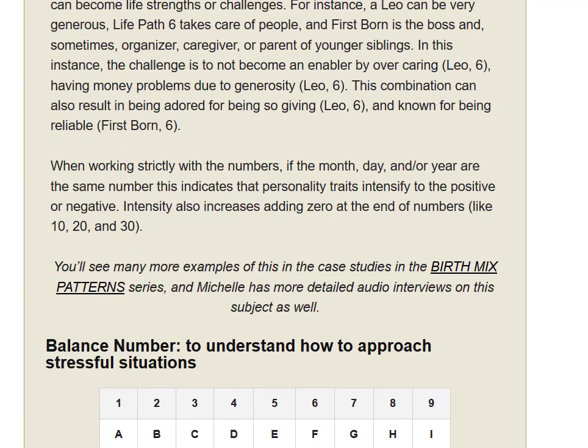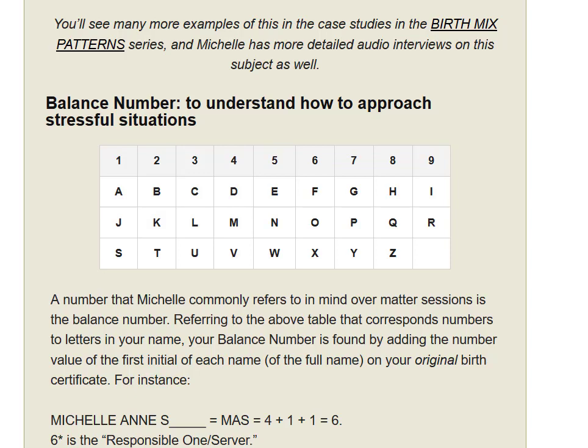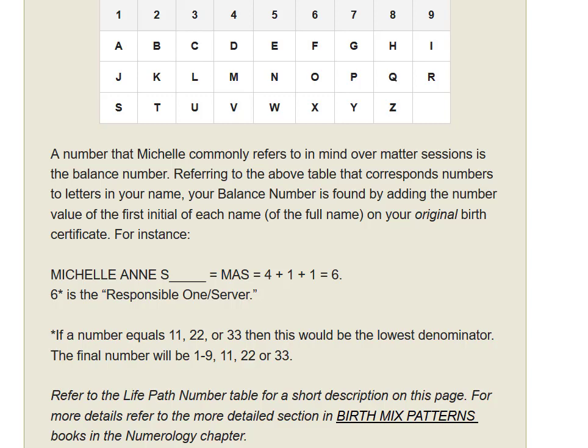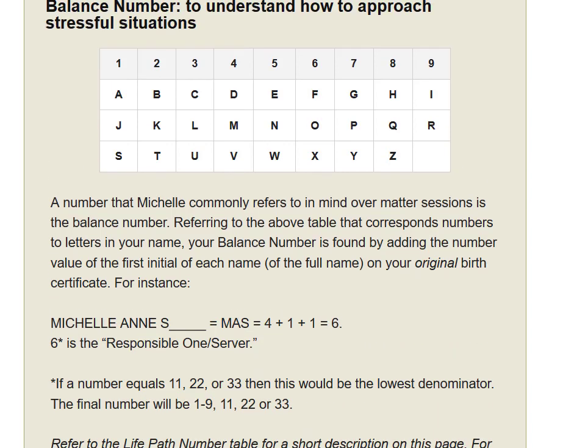Another thing that I also talk about is the balance number. And now this is not necessarily a part of the birth mix patterns, but I found this very interesting over time. Again, you can pause this if I go too fast, but you assign a number according to the first letters of each of your names on your birth certificate. And you can see how that's calculated on this page as well.